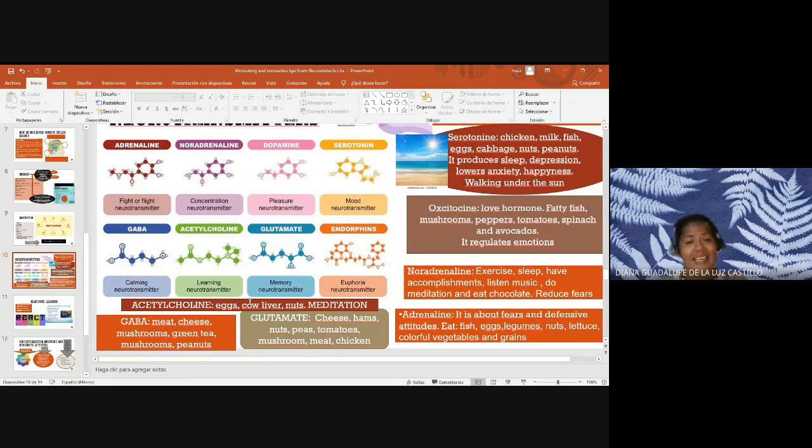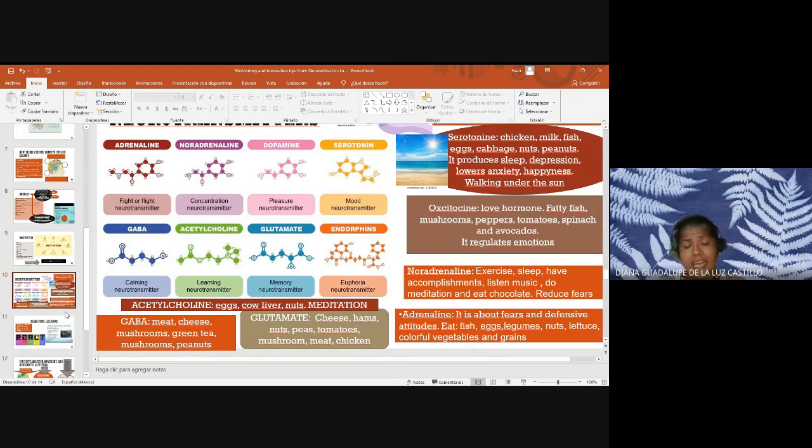Acetylcholine is obtained by eating eggs, cow liver, nuts, and by doing meditation. Why do we talk about this? Because sometimes we don't know how to promote the improvement of neurotransmitters, and all these are involved in learning.